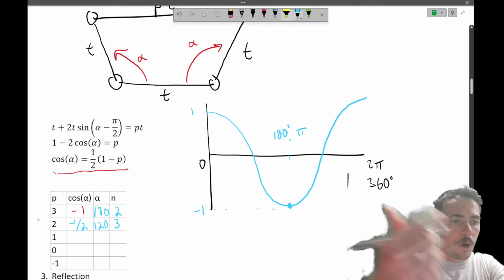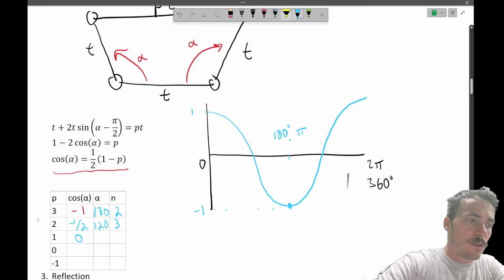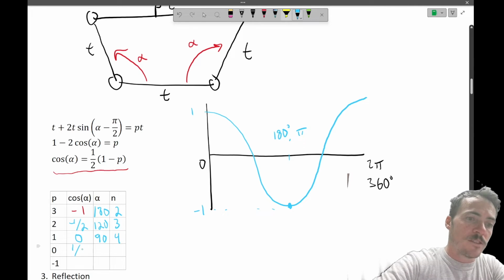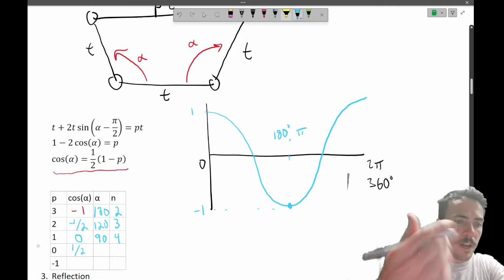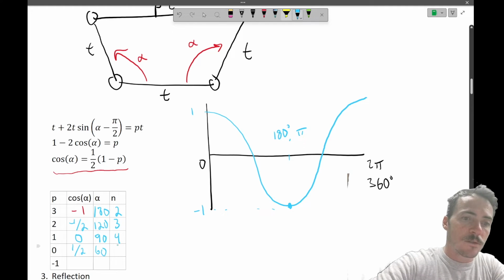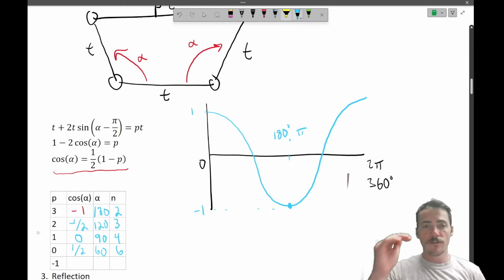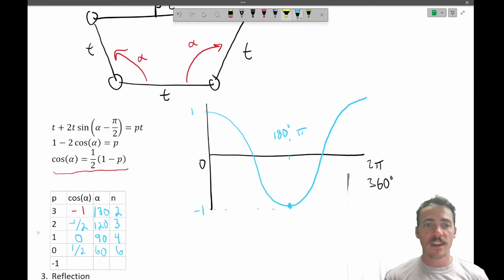If we plug in 1, that occurs at cosine 0, which is at 90 degrees, right? At 90 degrees, that is now a 4-fold rotation. If p is 0, that happens at 1/2. That is a 60 degrees rotation. That is a 6-fold rotation. In other words, 2, 3, 4, and 6 are allowed. A 5-fold rotation is not allowed in a periodic lattice.